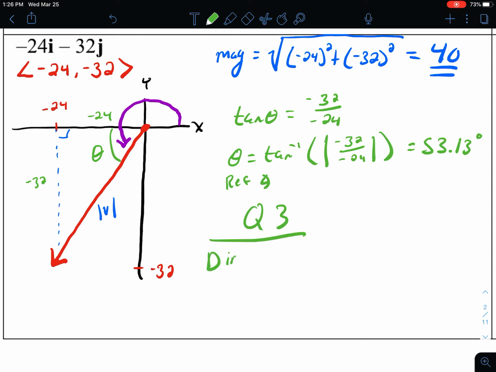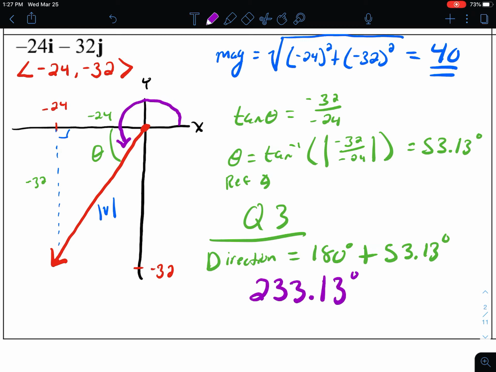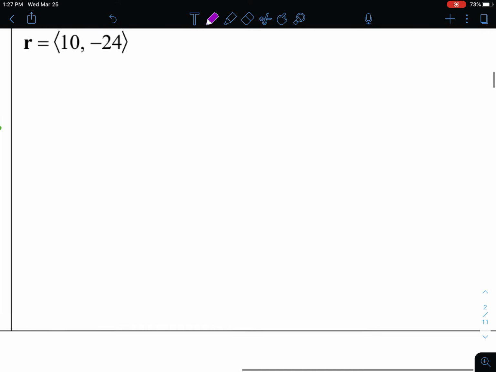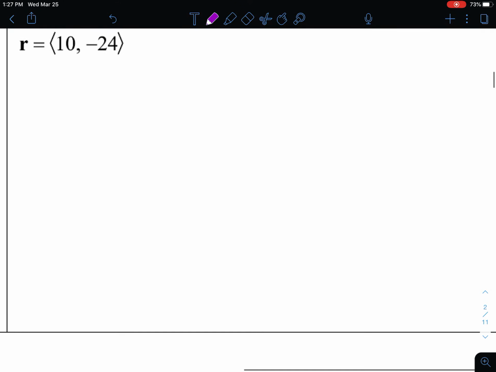So quadrant 3, your direction is going to equal 180 degrees plus 53.13. So my actual direction angle is 233 degrees, or 233.13 degrees. So there's a quadrant 3. All right, if the vector was pointed in quadrant 4, so quadrant 4.